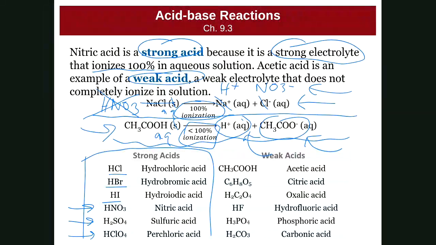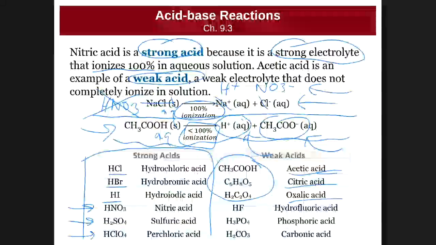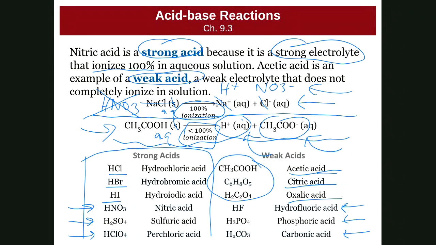All other acids, anything else that ends in acid, is not going to completely dissociate. So a lot of your weak acids are going to be organic molecules, so carbon, hydrogen, and oxygen molecules. Citric acid, oxalic acid, acetic acid, these are all weak acids. And then you also include hydrofluoric acid, phosphoric acid, and carbonic acid. So as long as you remember the 6 strong acids, you won't need to remember what the weak acids are. It's just everything else.